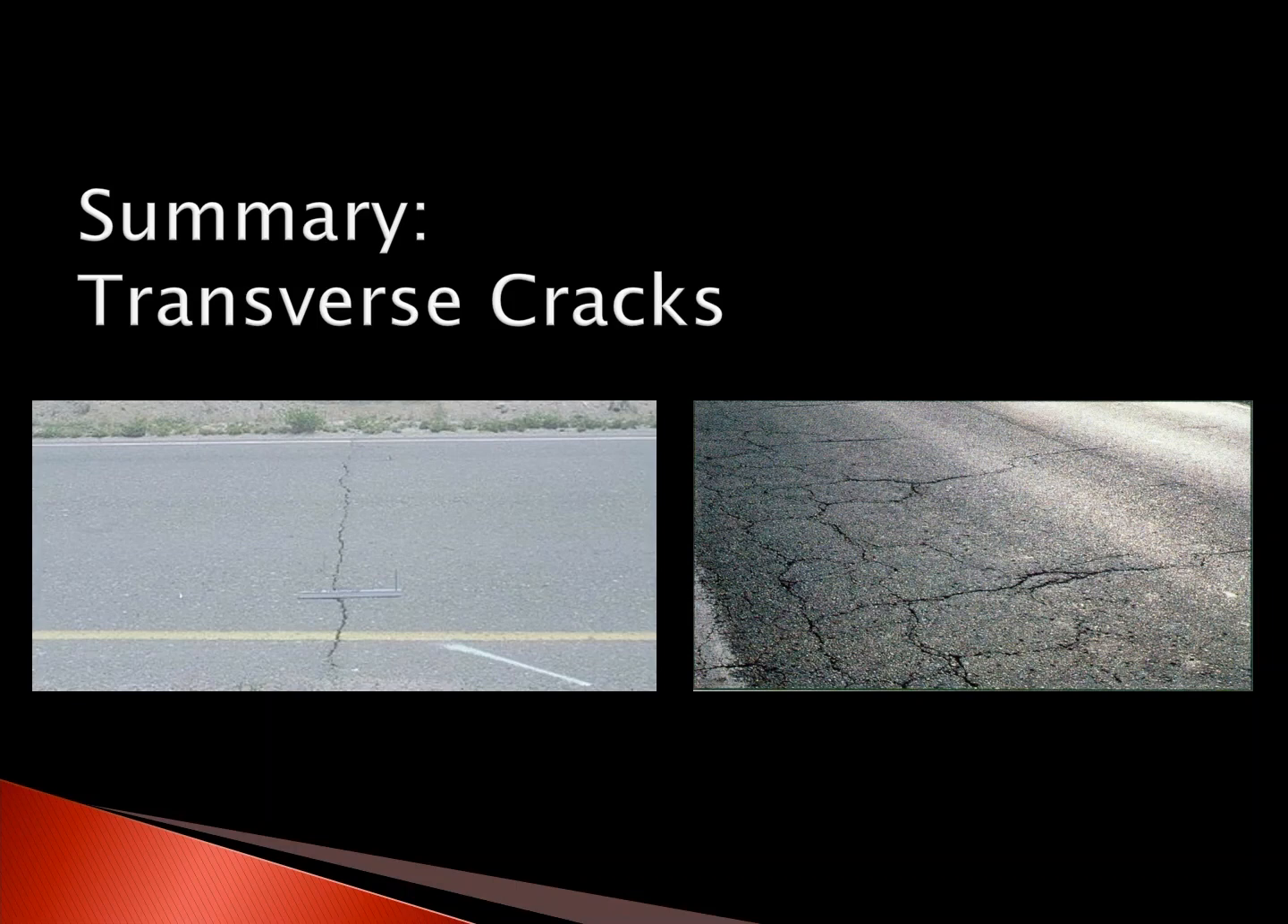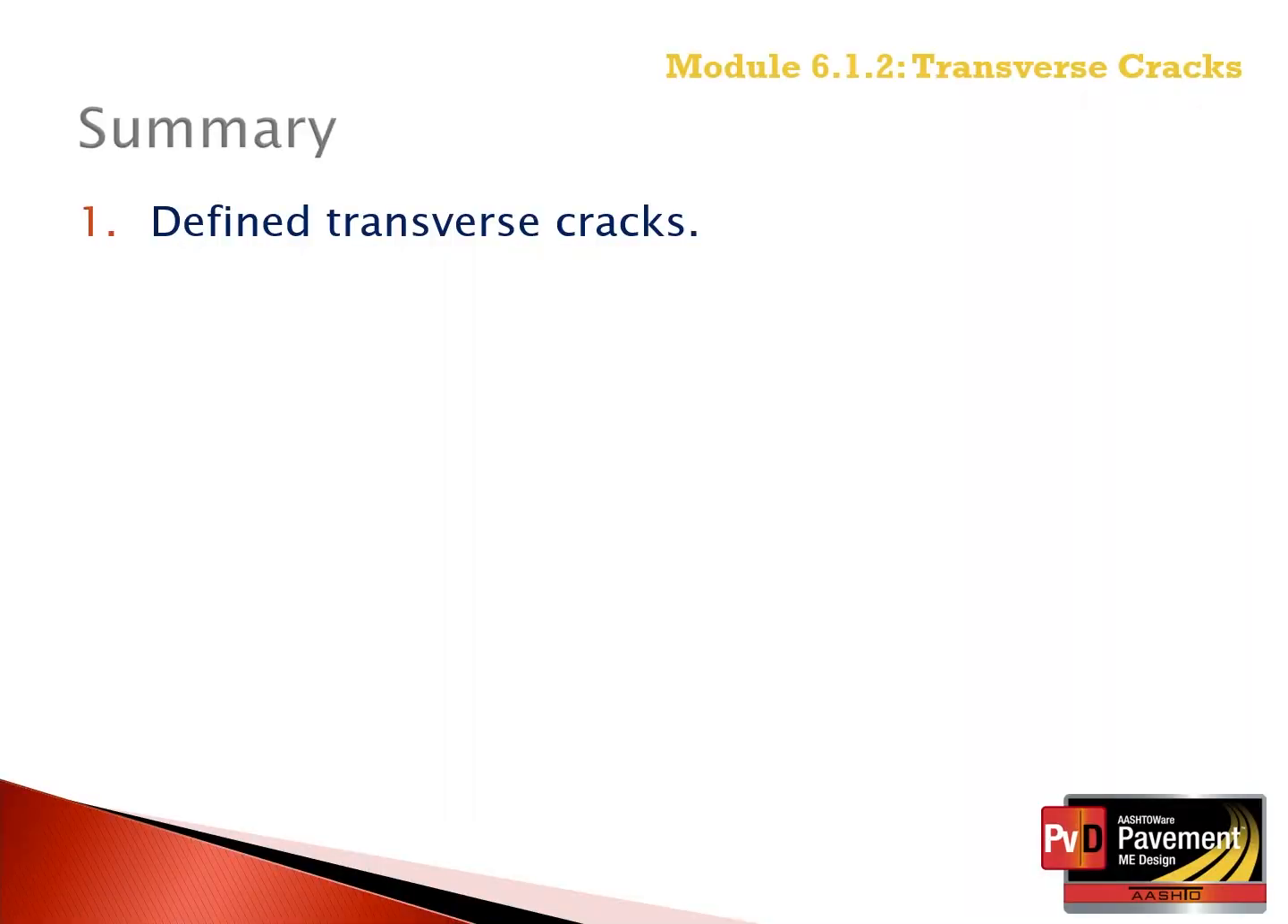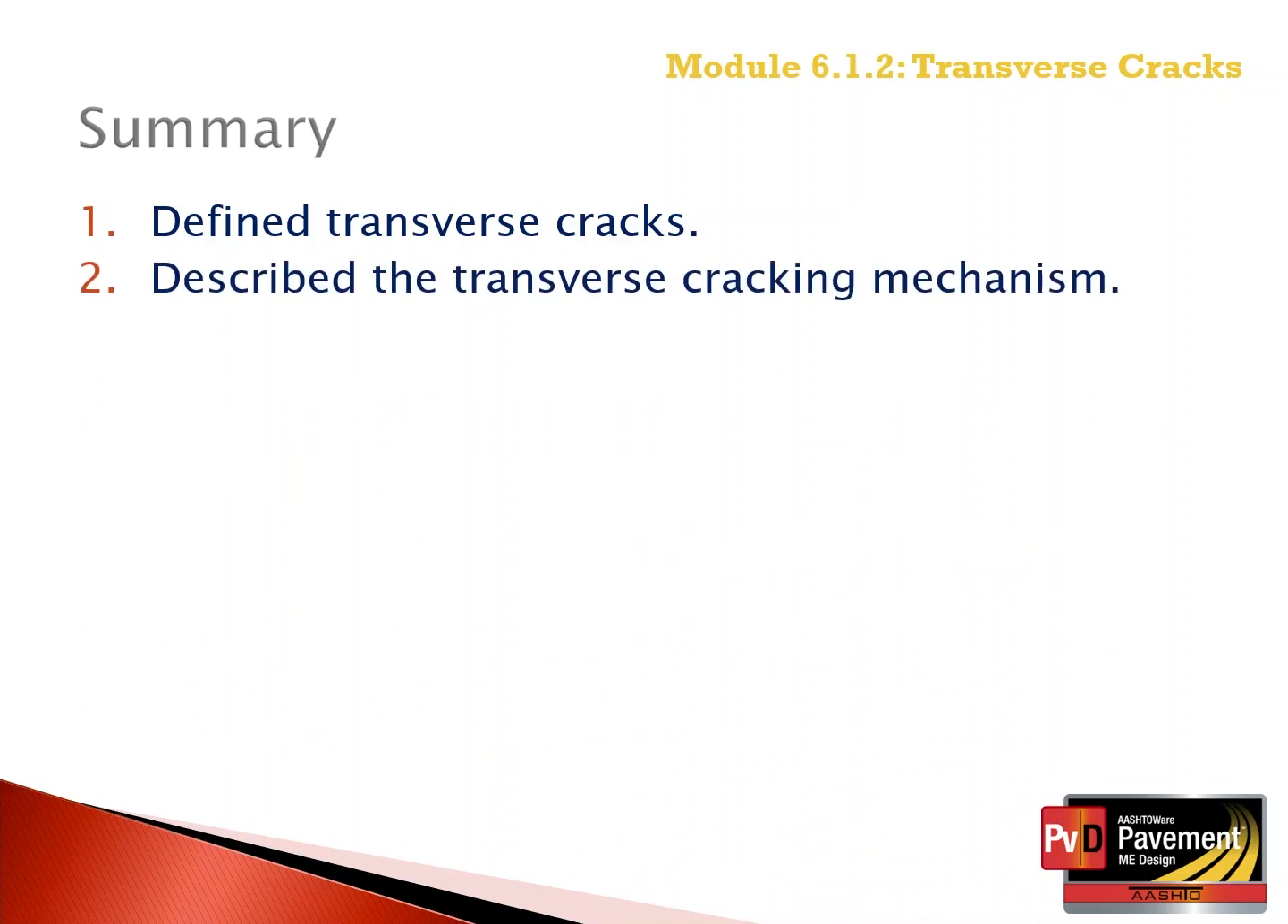This section is a summary of the materials presented and covered under Module 6.1.2 for transverse cracking of flexible pavements. There were 5 learning outcomes from Module 6.1.2, which were presented in this module and included: we defined and explained the transverse cracking of flexible pavements and how they were measured. We defined the mechanism of transverse cracks of flexible pavements.